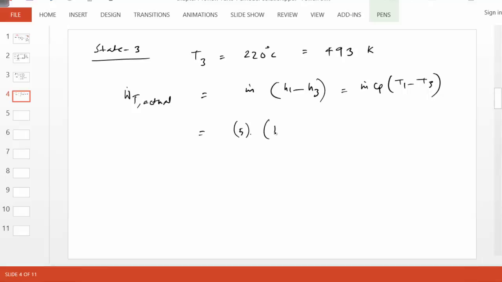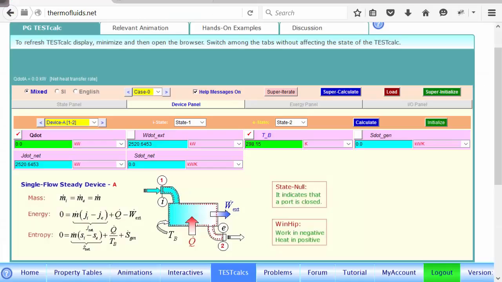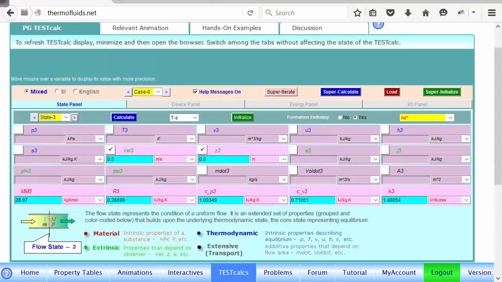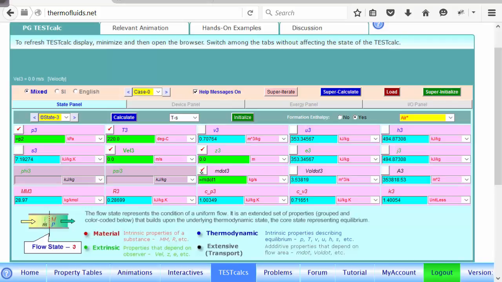Substituting 5 kg per second, let's take a value of cp to be this, 873 and 493, and the answer turns out to be 233 kilowatts. Let's go verify this. So to calculate state 3, we know the pressure remains the same as P2, and the temperature is given, 220 degrees Celsius. Same mass passes through the exit as the inlet. So 493 in Kelvin, so it's correct.